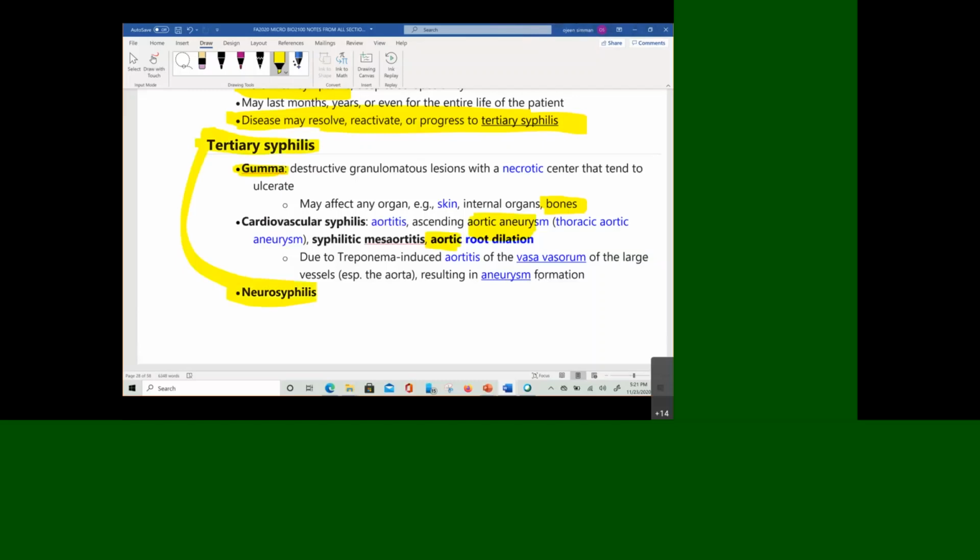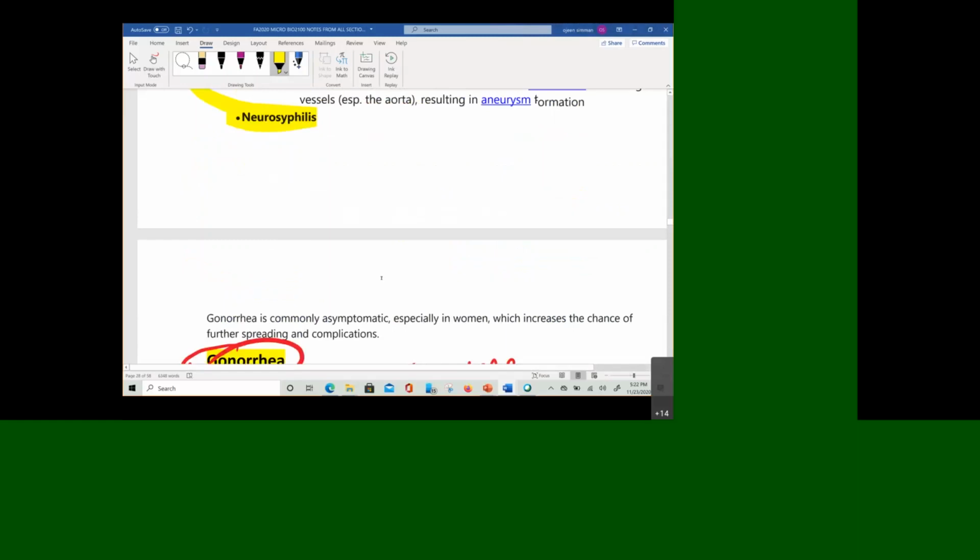As a matter of fact, the famous German philosopher Friedrich Nietzsche actually died of neurosyphilis. Now, neurosyphilis is manifested either as personality changes or as hallucinations or as neurological manifestations.